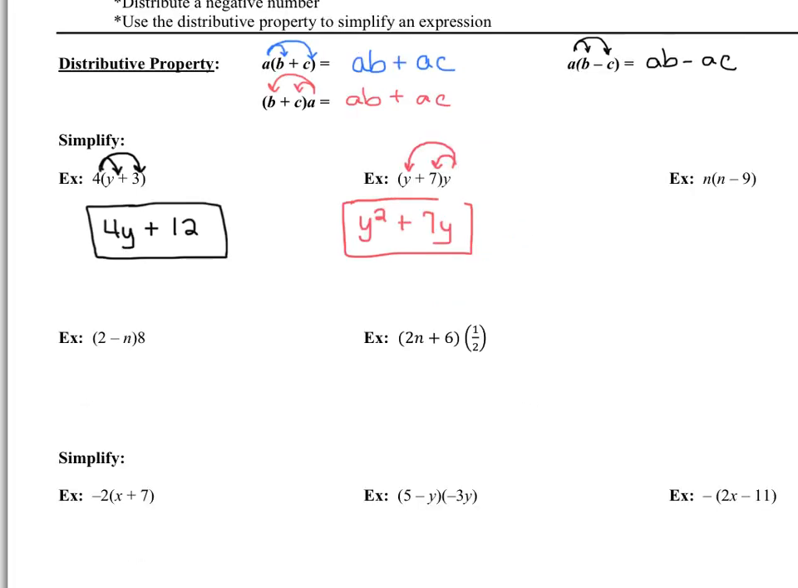So you're going to pause the video, try these 3 examples right here, and press play when you're ready to check your answers.